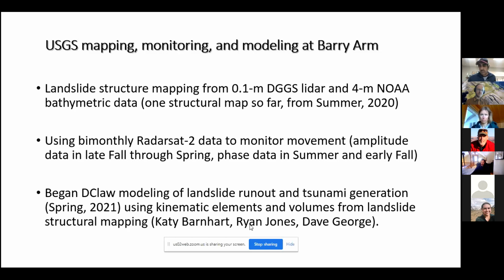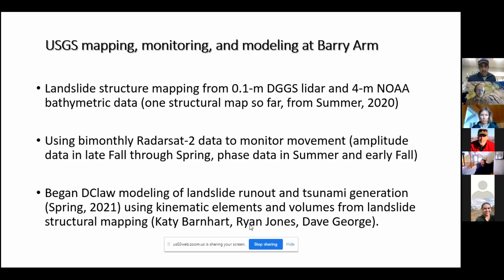We're also doing bi-monthly radar data collection, looking at the amplitude or intensity data when there's snow cover in the fall and the spring, and then phase data for InSAR work in the summer and early fall when there's minimal snow cover. That's mostly to detect slow movement that you might expect to be able to see with InSAR data in particular. And then in the bigger picture, and Hig particularly requested this, how is this all fitting into modeling work that the USGS has just recently started?